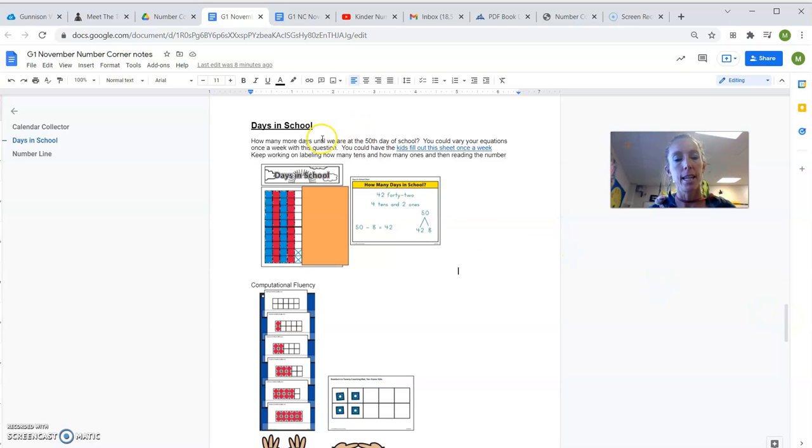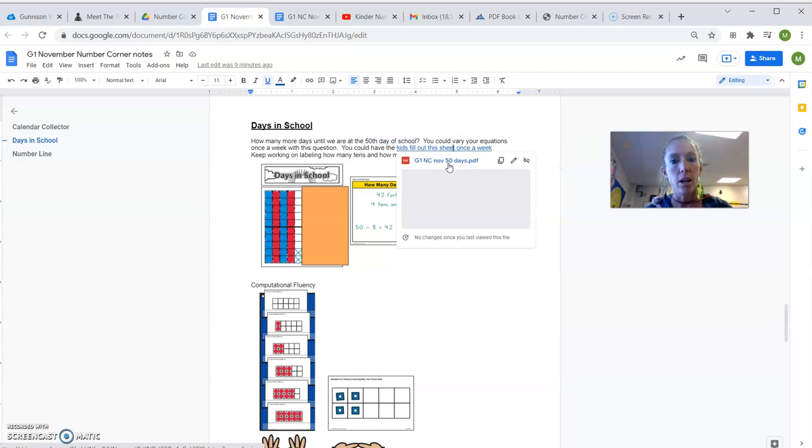And this is the focus this month, saying, how many more days till we hit the 50th day? Are we getting close? Kids could fill out this sheet once a week to see how close we are to that 50th day, or maybe you just want to do it once, whatever.